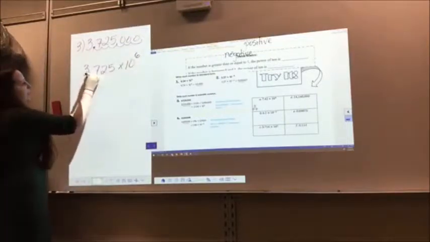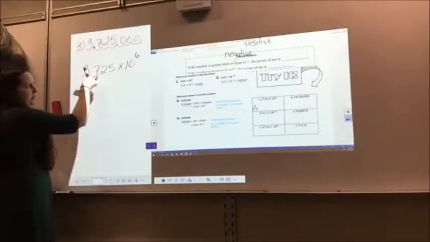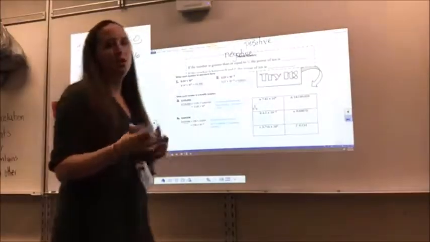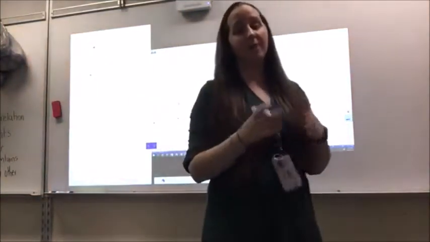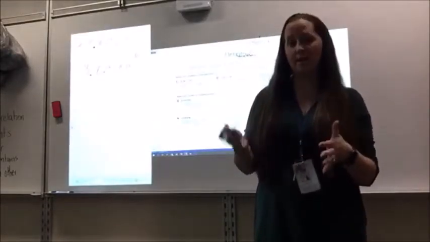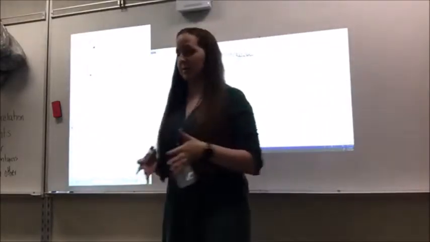The reason I put my decimal here and not between the 7 and the 2 is because 37 would be larger than 10. I want my number in front of my decimal to be smaller than 10. So make sure that it's between 1 and 10. Okay, that's where you need to put your decimal.